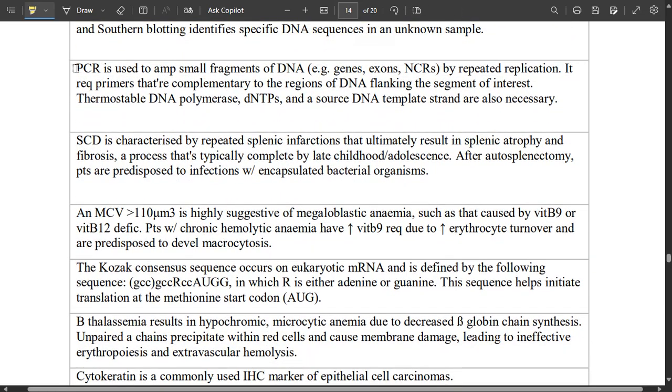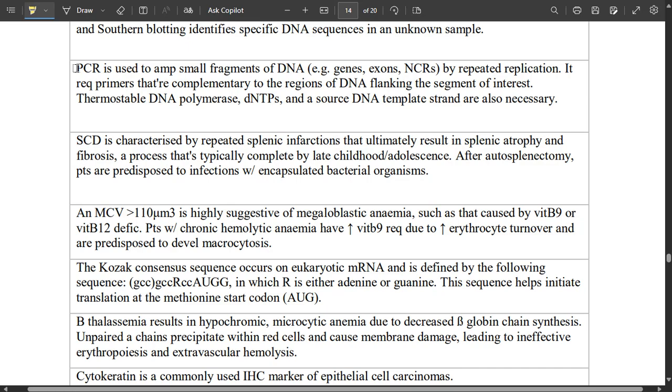Now, the next point is about PCR. PCR is used to amplify small fragments of DNA, that is genes, exons, and non-coding regions, so not introns but exons in the DNA, by repeated replication.